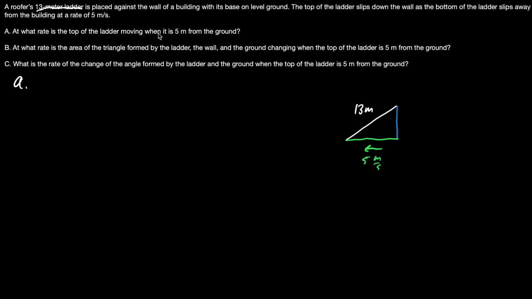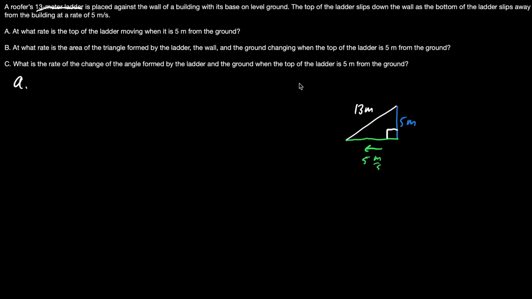And we're trying to solve the problem when the top of the ladder is 5 meters from the ground. Cool. And since this is a right triangle, I should probably do that in white. Since this is a right triangle, and we know two sides of the triangle, we can find out whatever this green side is by using the Pythagorean theorem.